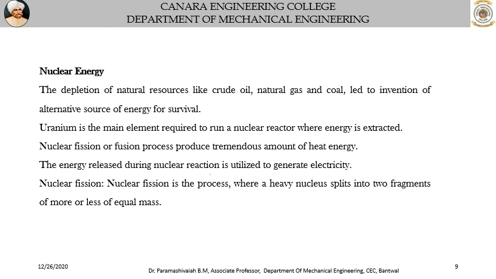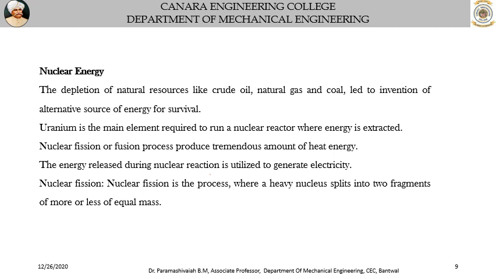Heat energy released during the nuclear reaction is utilized to generate electricity. How it is generated is similar to thermal power plants, as I told earlier. Here, the heat energy is utilized to produce steam in the boilers. That steam is superheated and used in the turbines to rotate the turbine blades, thereby generating electricity in the generator.